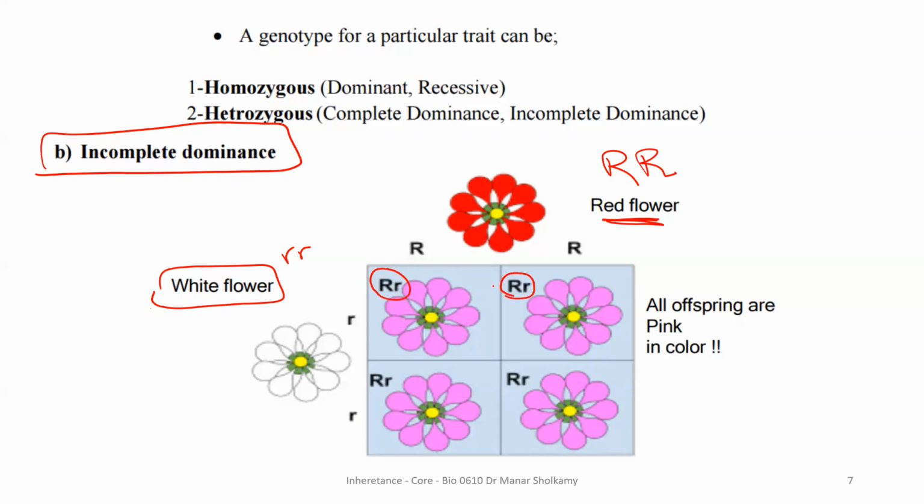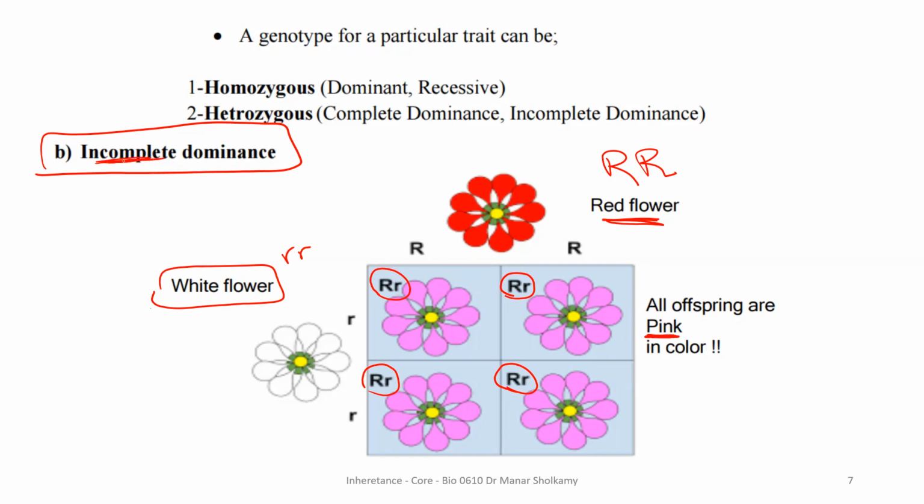What do you expect the color of the flowers to be? Red. But they all did not turn out to be red. They turned out to be a color in between red and white. They turned out to be pink. This rarely happens. It does happen, but it rarely happens. And this is called incomplete dominance.